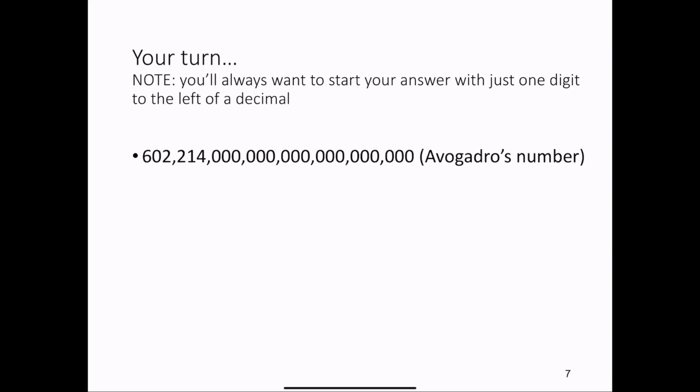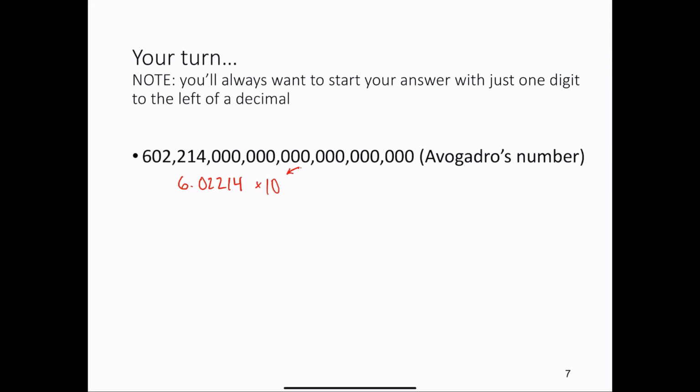Okay, and we want to put it into scientific notation instead because this is pretty gnarly to have to write out every single time. Remember that we want to start our answer with just one digit to the left of the decimal. So I'm going to say this is going to be 6.02214, and this is definitely going to be times 10 to the, but we need to know now what goes up here.